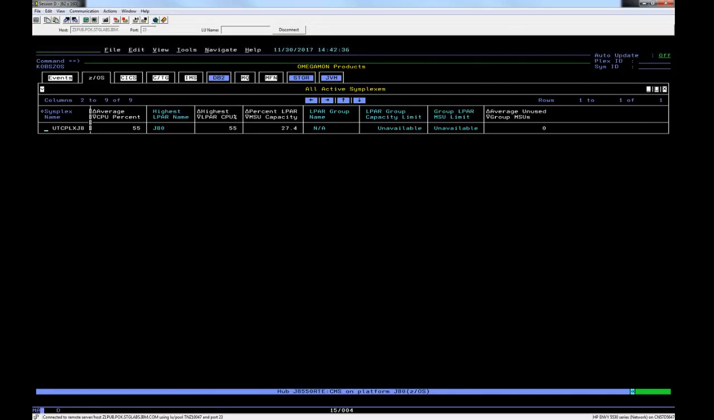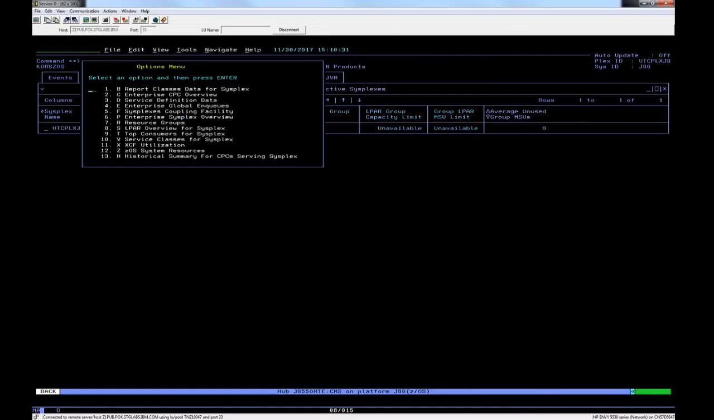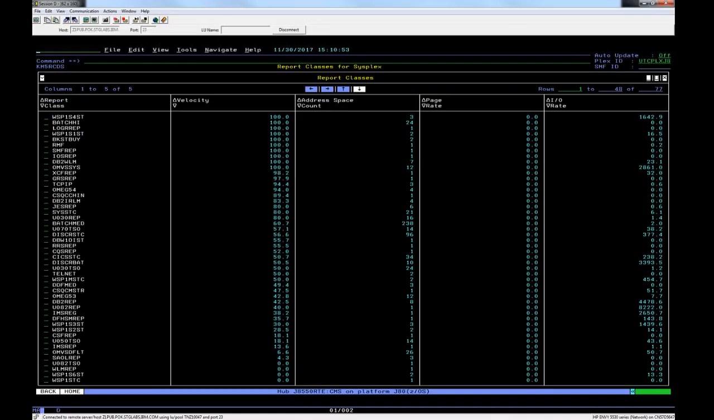If I want to look at the available navigations for this particular Sysplex, I can enter a / and hit Enter, and we will bring up an options menu. I'm going to fairly quickly give you an idea of what elements or features at Sysplex level are available. I'll start from the top of the menu, and we see option 1 there is report classes for Sysplex. I'll select that, and here we see all of the active report classes on this particular Sysplex.